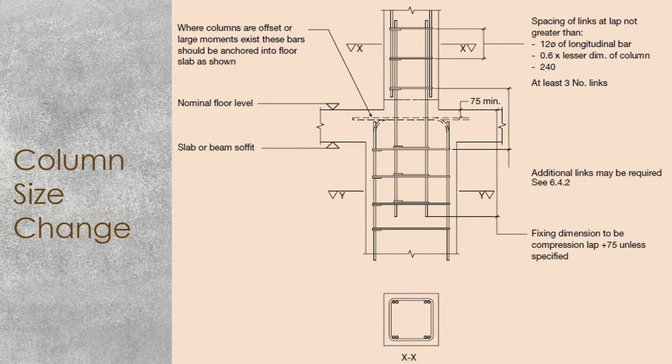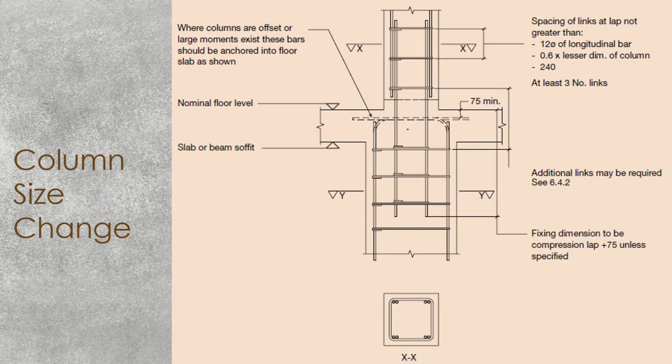Column size change. When you reduce the column size, as you can see here, you have to maintain adequate cover for the beam reinforcement and all that. So this gap should be maintained. You have to check the beam reinforcement arrangement, etc. Then with that, you have to finalize this bend or this height accordingly.